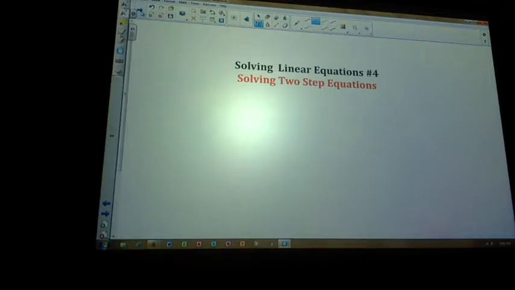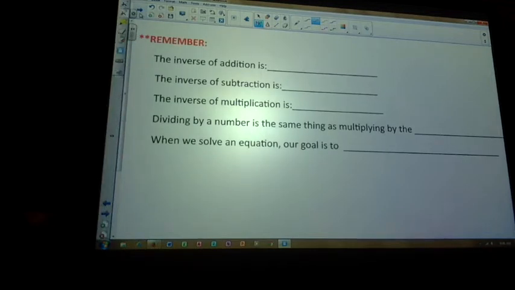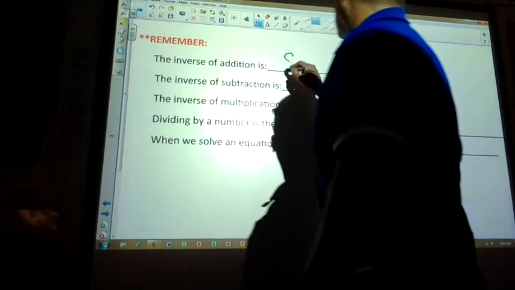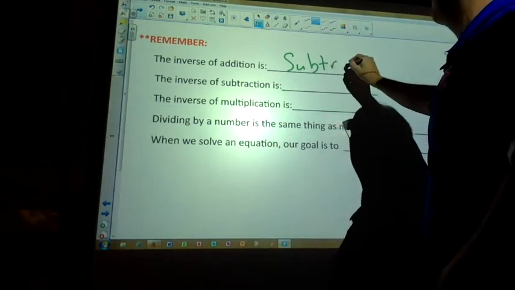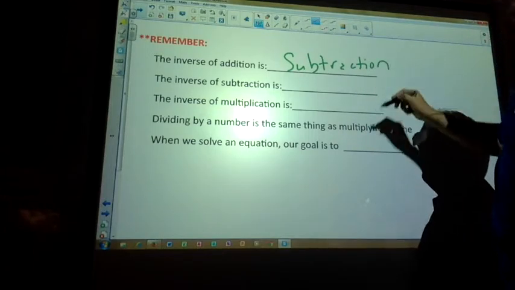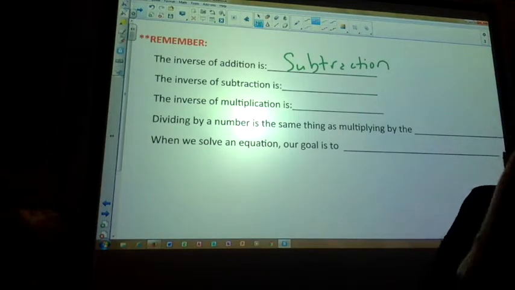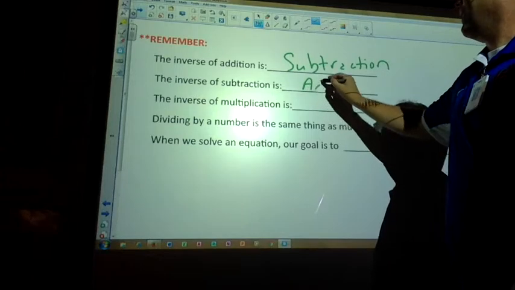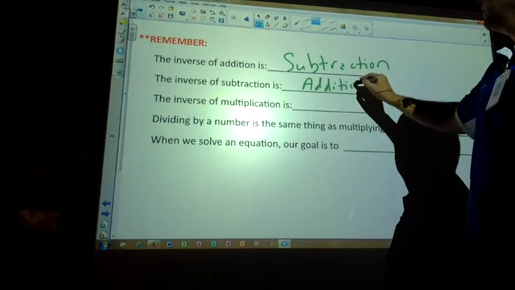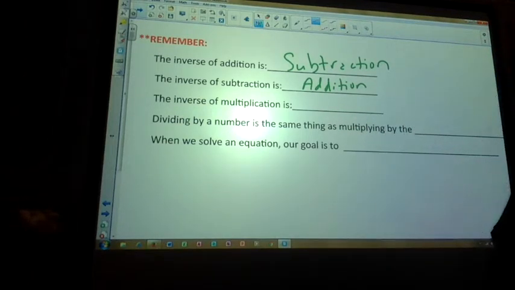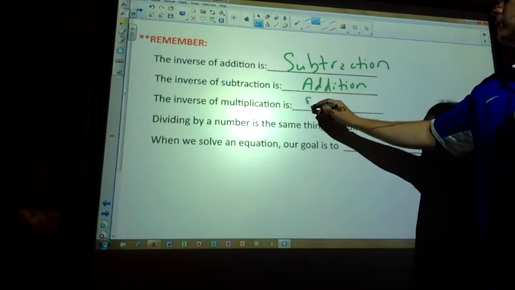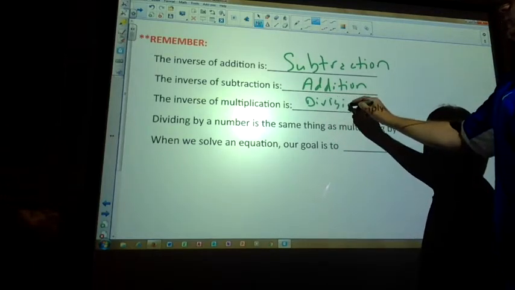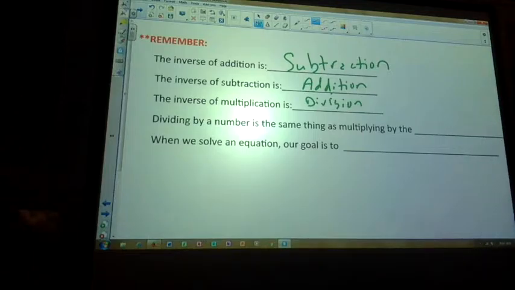Okay? So, let's see what we do. The inverse, we can do this. The inverse of addition is? Subtraction, yeah. The inverse of subtraction is? Addition, all right. The inverse of multiplication is? Oh, you guys are awesome. Fridays are great. All right. Dividing by a number is the same thing as multiplying by the reciprocal.